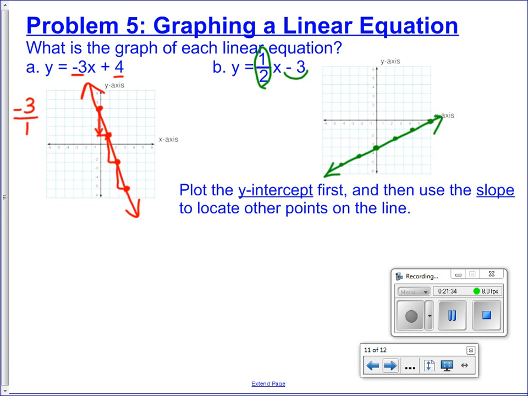And this is one place I would definitely use quadrille paper, graph paper, and I would use a ruler if you have trouble with drawing straight lines, because you want your graphs to be as accurate as possible.